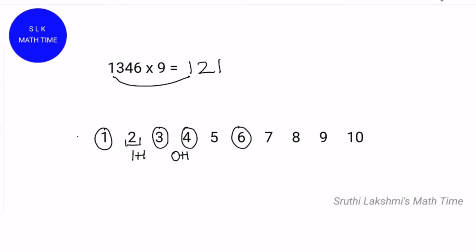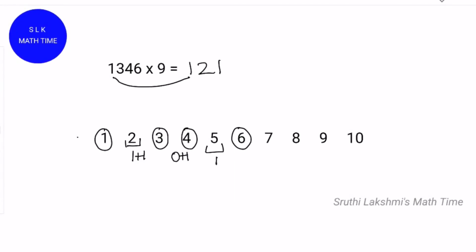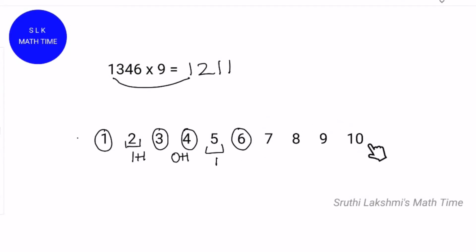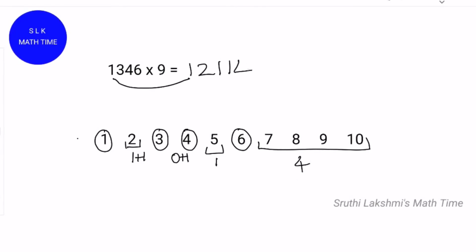Next we see how many numbers there are between the third and the fourth digits. So that is 1. This time we write the 1 down as it is. Next, we see how many numbers there are to the right of the last digit. So that is 4. So we write 4. So 1346 into 9 is 12114.